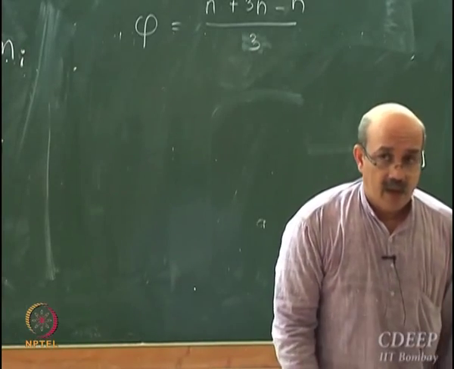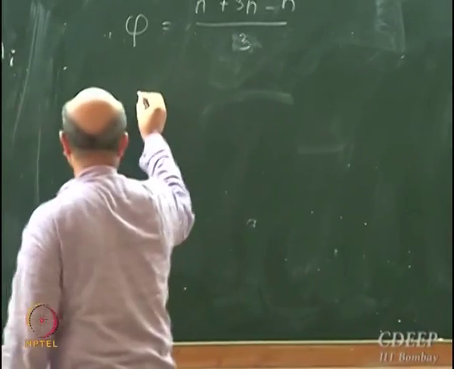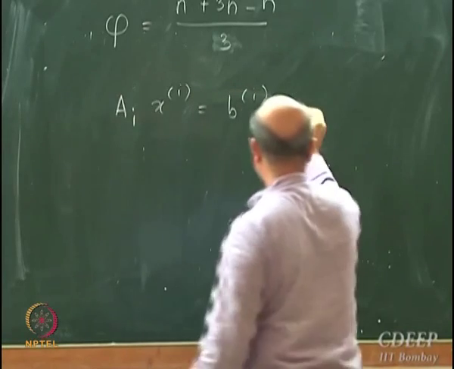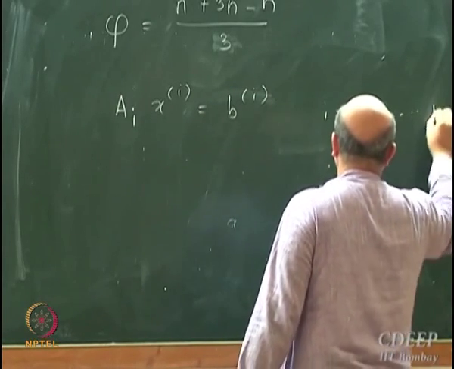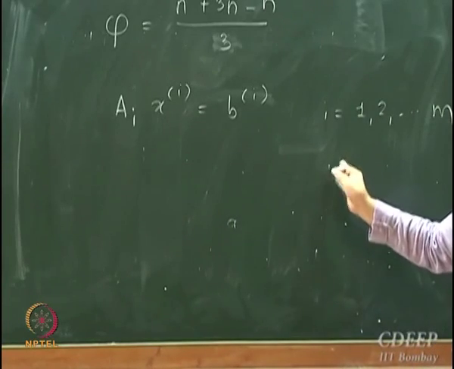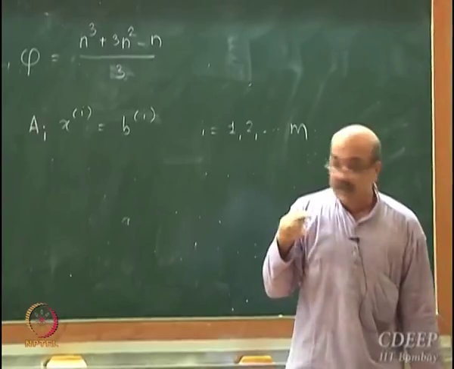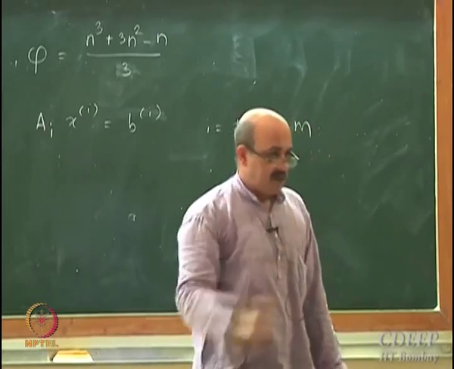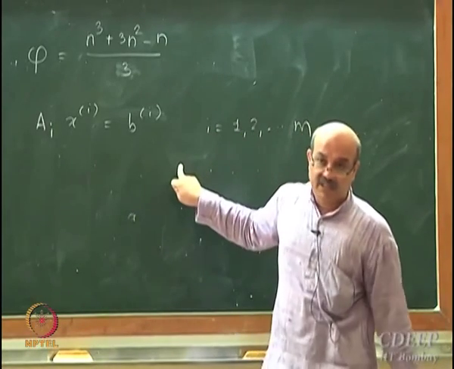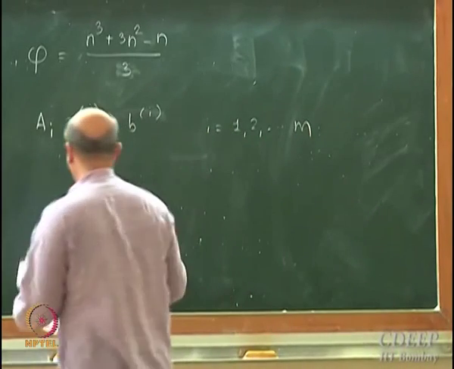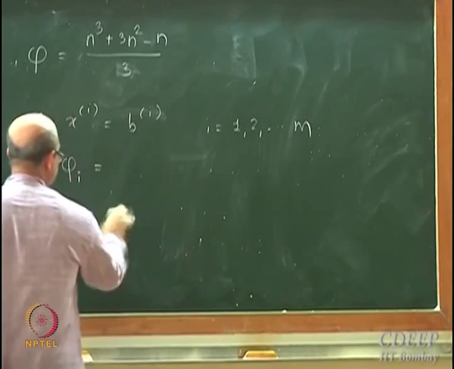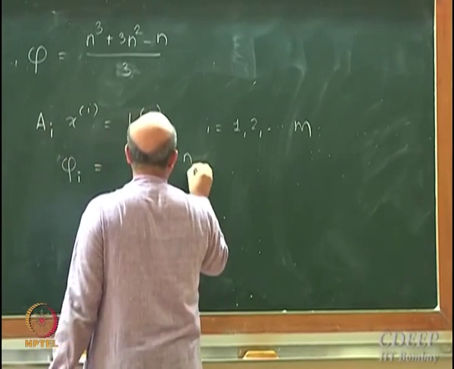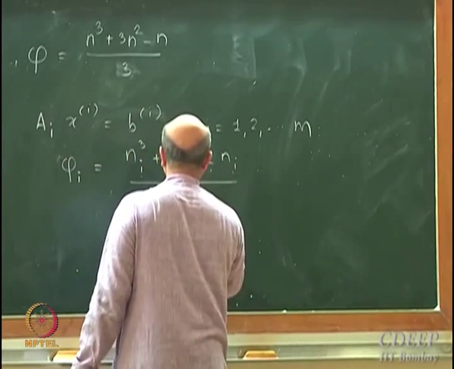The other option is that I could solve the subsystems. So I could solve Ai xi is equal to bi, with i going from 1 to m. I have these m subsystems, and I could solve each small subproblem. Each one of them is 3 by 3 or 4 by 4, a smaller dimensional system, and I can solve each using Gaussian elimination. Now, what is psi i here? That will be ni cube plus 3 ni square minus ni by 3.